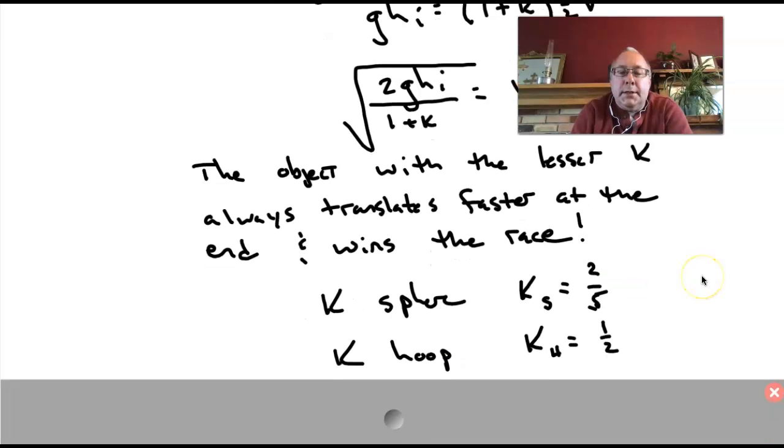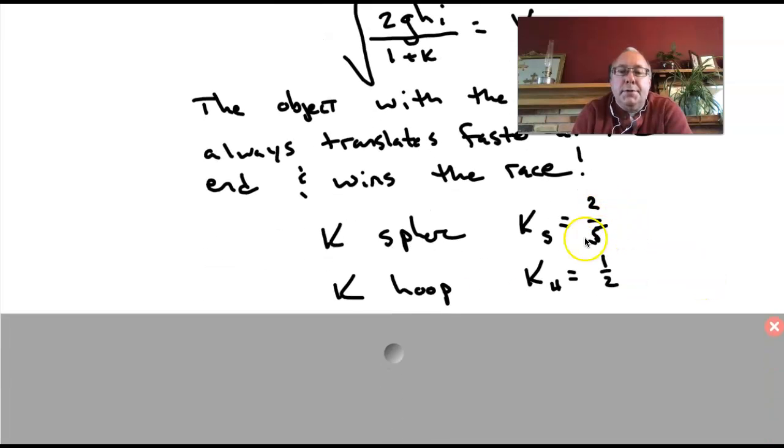So we can see, since the k for the sphere is 2/5 and k for the hoop is 1/2, well, 2/5 is slightly less than 1/2. So we can predict that the solid sphere will beat the hoop to the bottom.